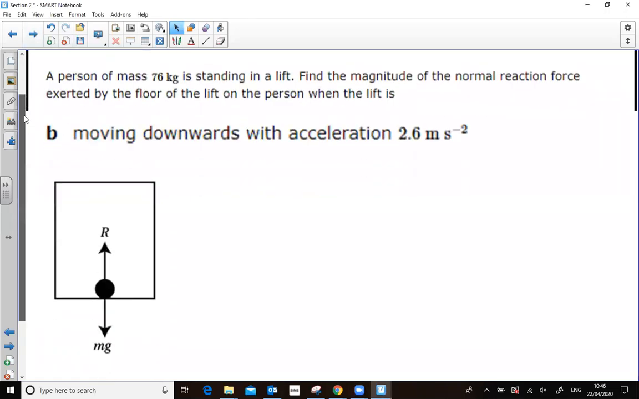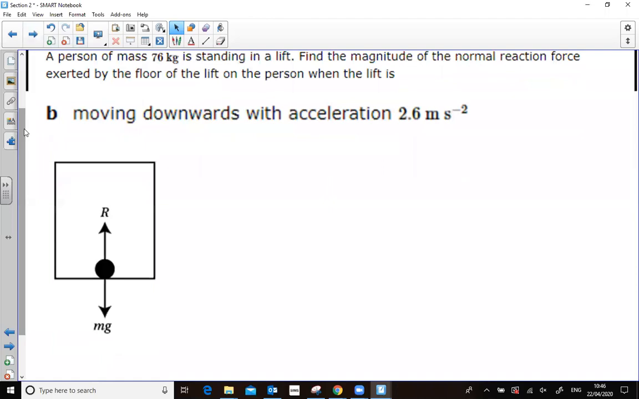Okay, so the same person standing in the same lift. Now we're going to work out the normal reaction force when the lift is actually moving downwards with an acceleration of 2.6. So let's draw our direction. So this time going downwards is our positive direction and acceleration is still 2.6.